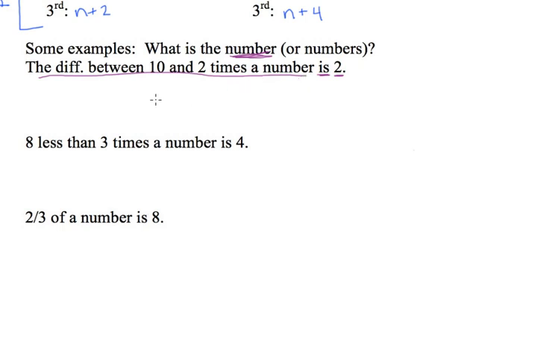So the difference between 10 and 2 times a number. Difference means subtract. So 10 minus 2 times a number, 2n. Is means equals 2. Once you have your equation set up, you can just solve it like normal. To solve for n, I would minus 10 from both sides.